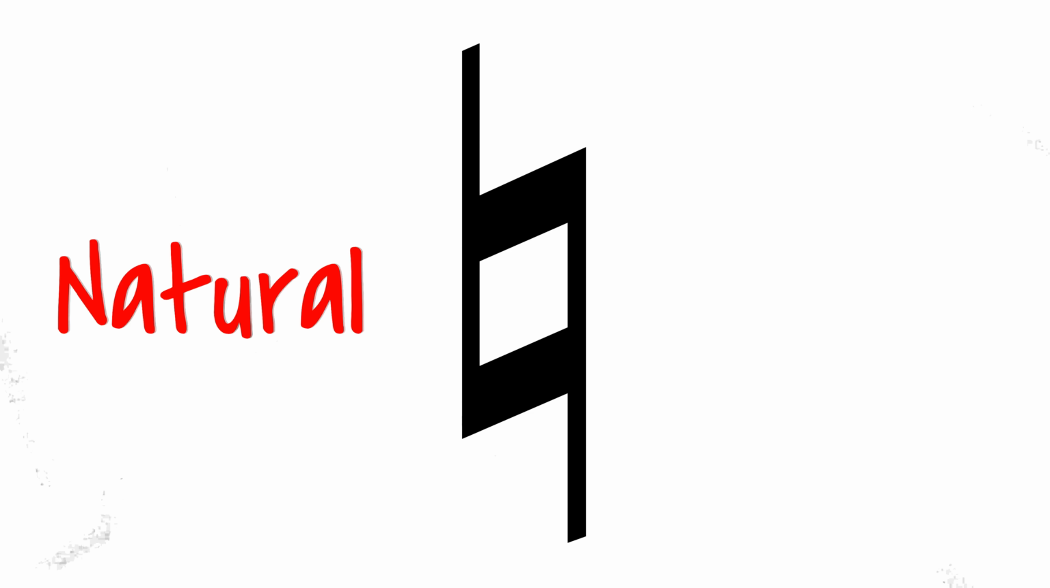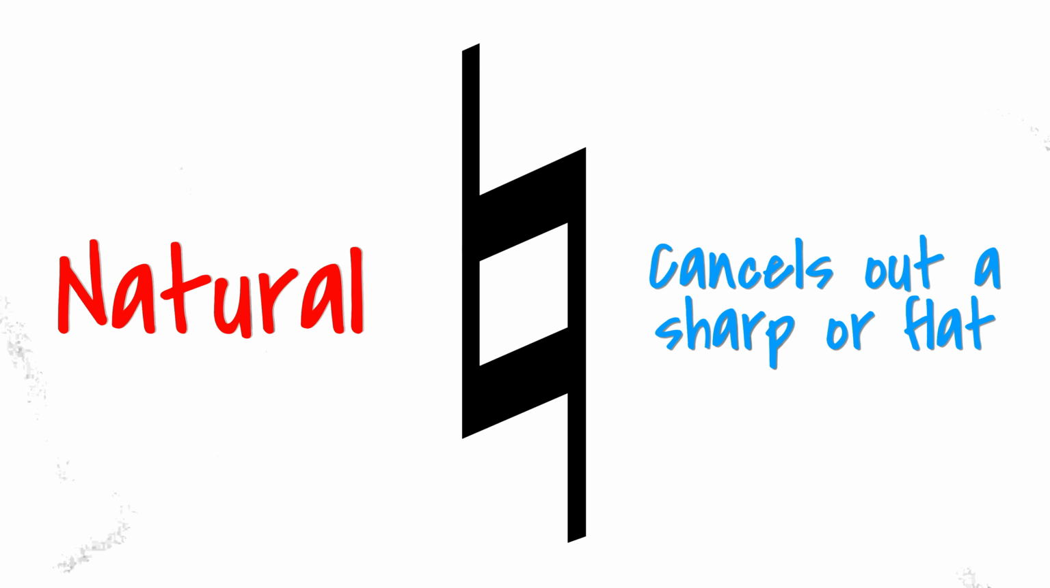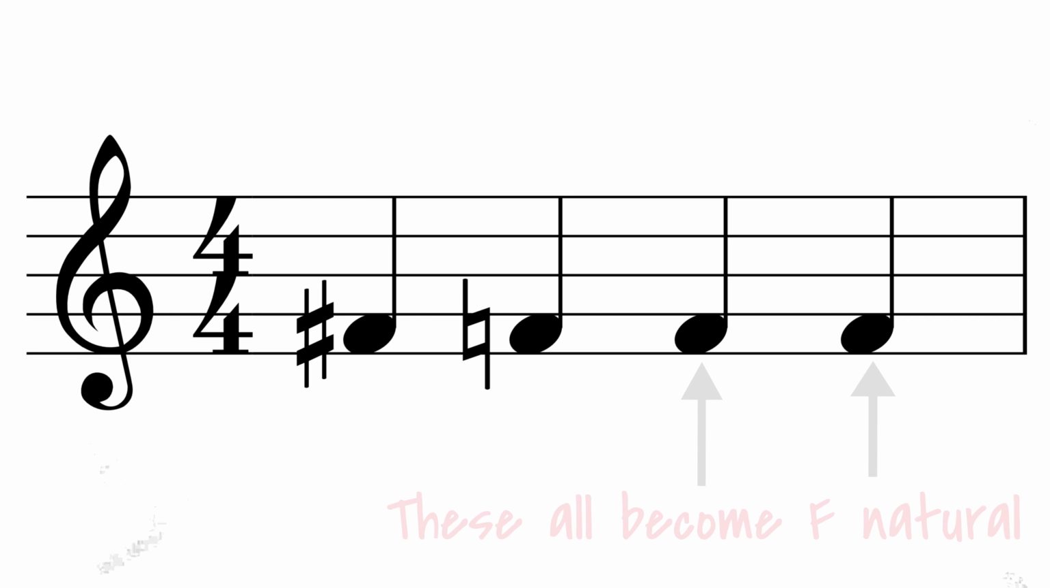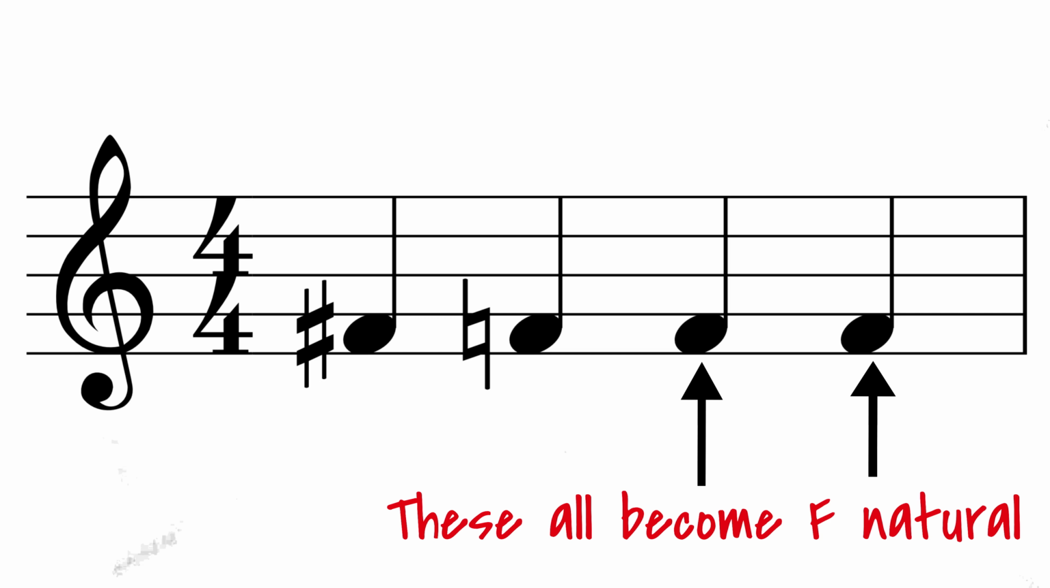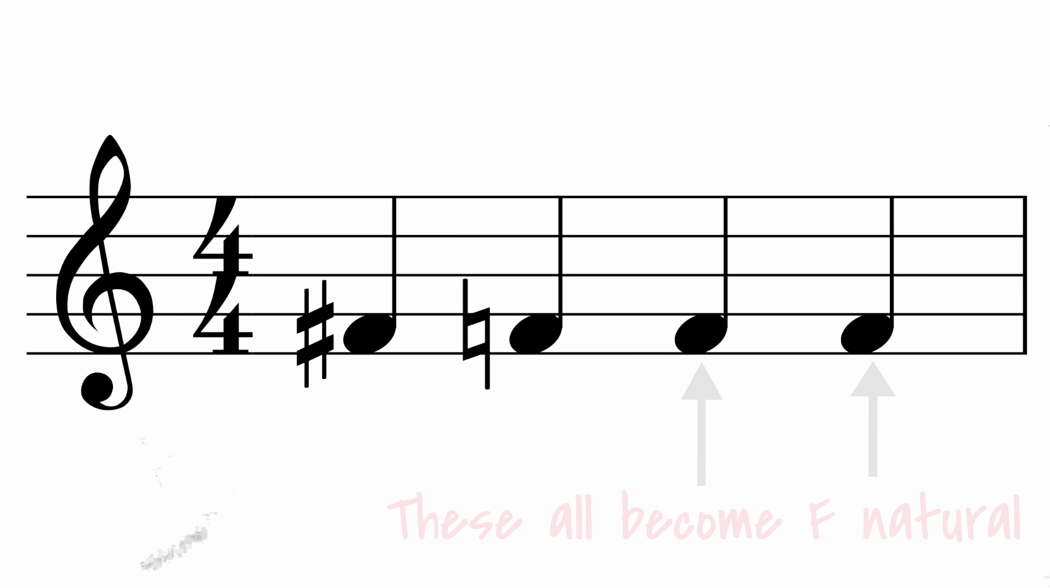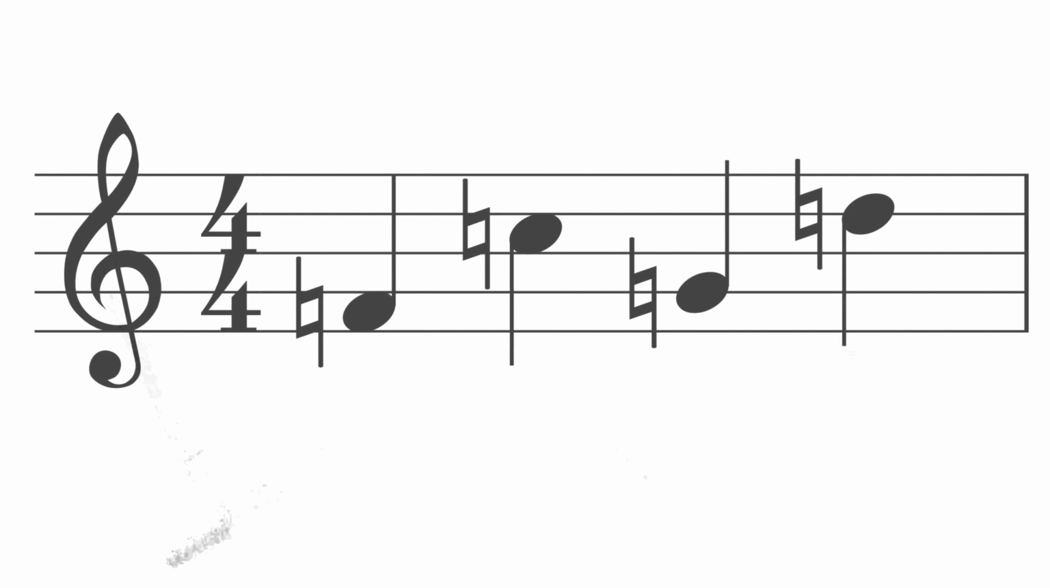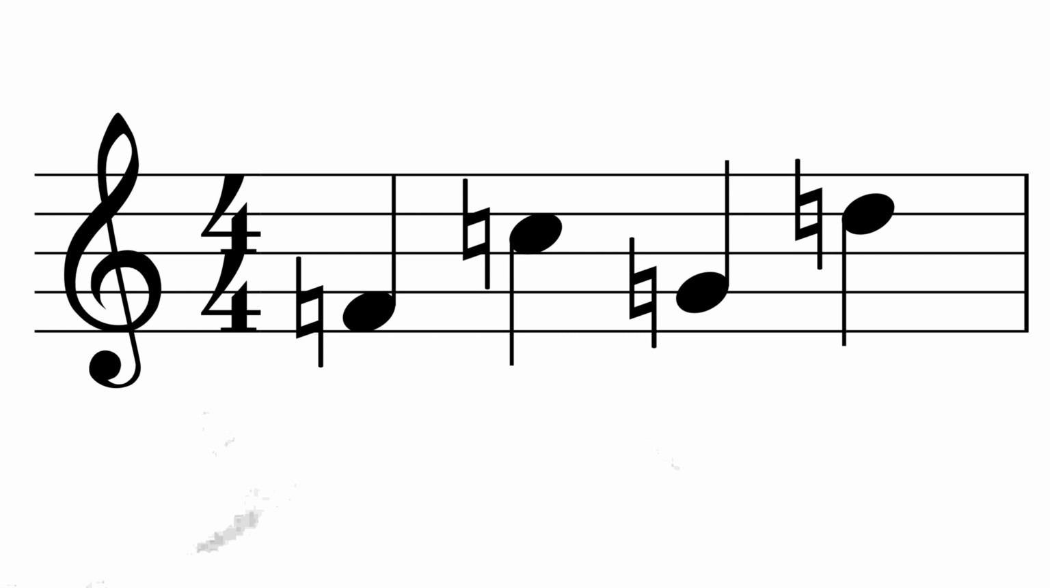A natural cancels out a previous sharp or flat. If I have an F sharp and I want the next F in the bar to be F natural, then I simply draw the natural sign before the next F note. Just like sharps and flats, natural signs must be written before the note and sit on the same line or space as the note you want to change.